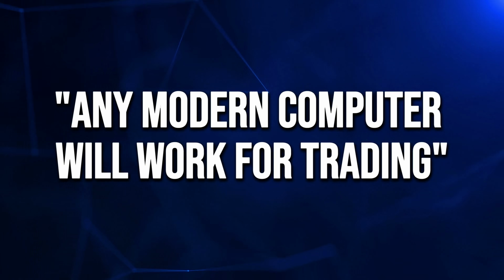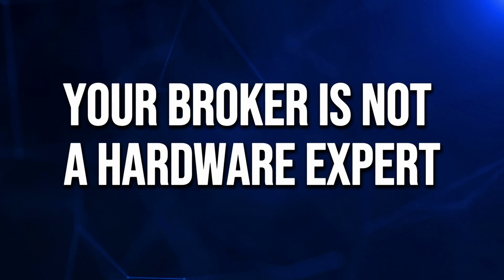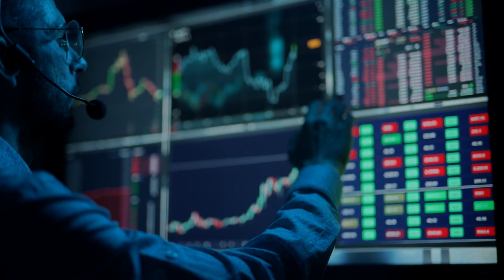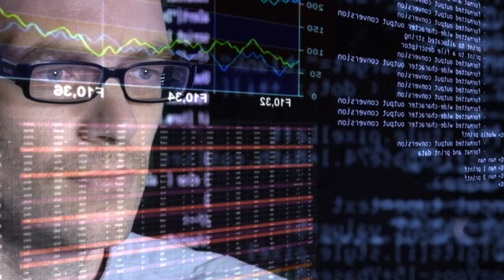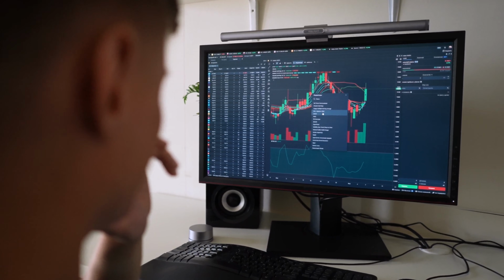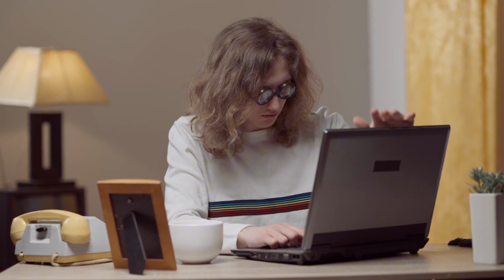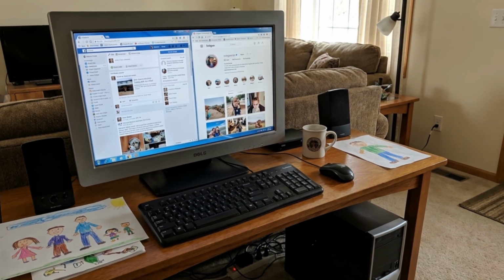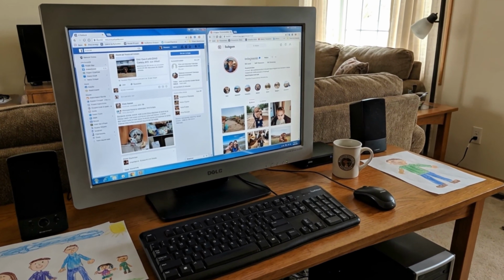And let me tell you what really pisses me off about this whole situation. Your broker told you any modern computer will work for trading, and I've been fighting that broker myth for years. Your broker is not a hardware expert. Their job is to match your buy orders with sell orders, not tell you what kind of machine can run their platform 3 updates from now. And here's the kicker. The engineers who built Thinkorswim designed it assuming you have a dedicated trading computer, not a 5-year-old laptop, not your family desktop that also has Facebook and Instagram all over it, a real machine built for this job. So let's talk about what actually fixes this, and I'm going to give it to you straight.